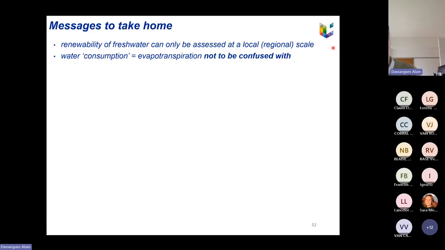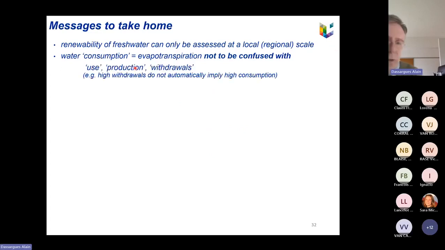We have to distinguish between water consumption and water use or water production or water withdrawals. And water consumption is mainly evapotranspiration and also, why not, water that is included in some products that are exported. So it is when your water is leaving your local water cycle that we have consumption.